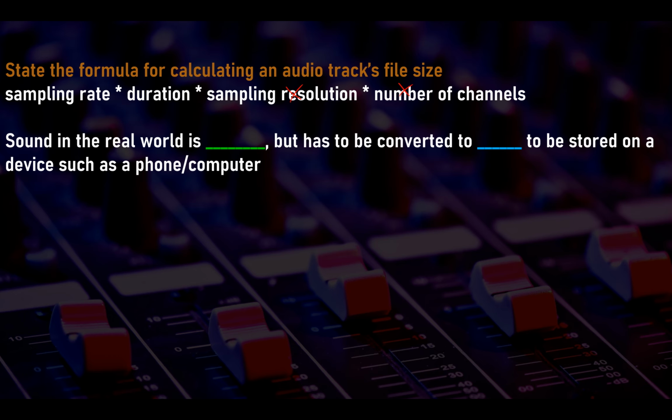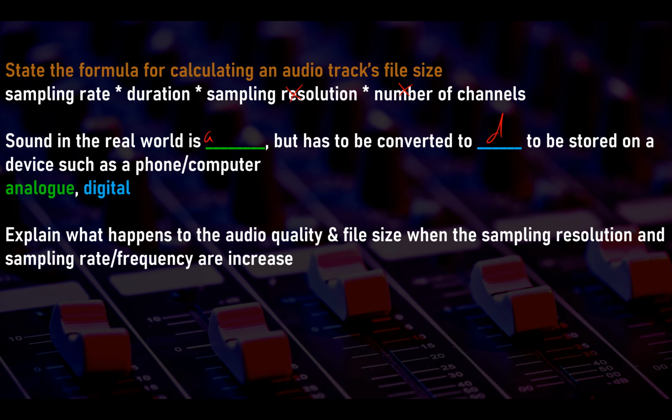Right then, sound in the real world is going to be analog, but it has to be converted to digital to be stored on a device such as a phone or computer. Explain what happens to the audio quality and file size when the sampling resolution and sampling rate or frequency are increased.